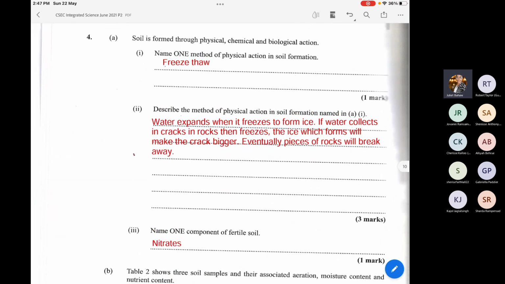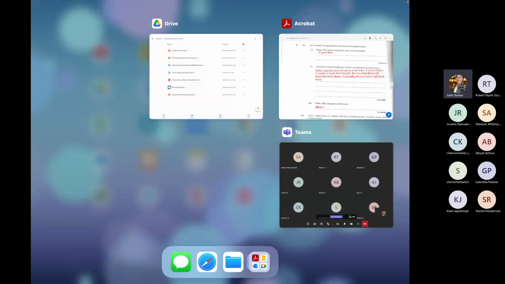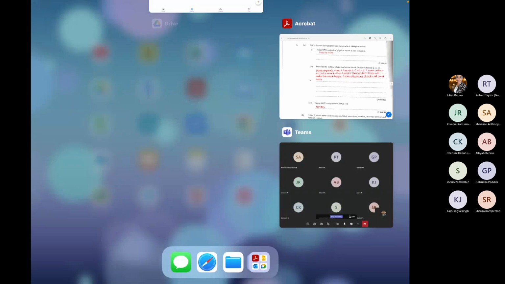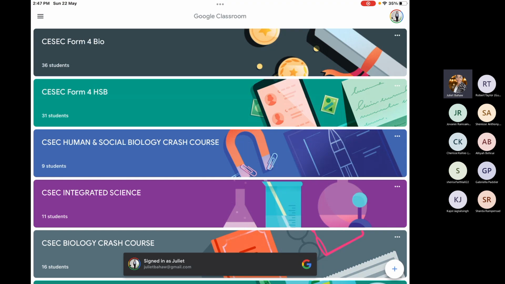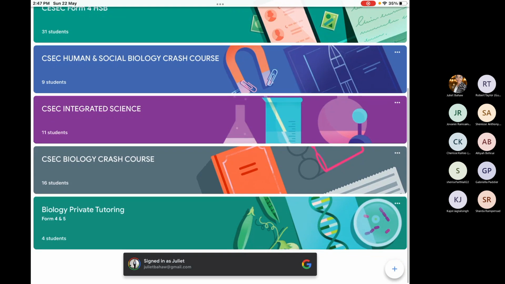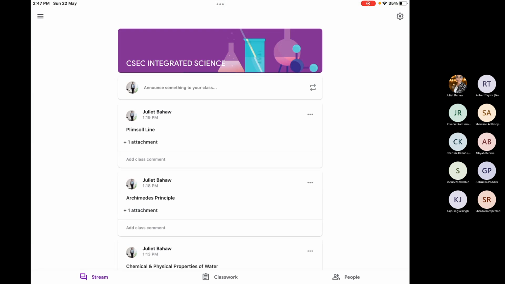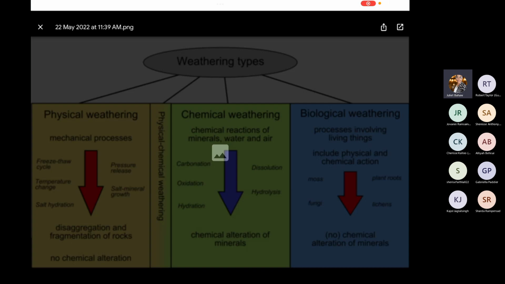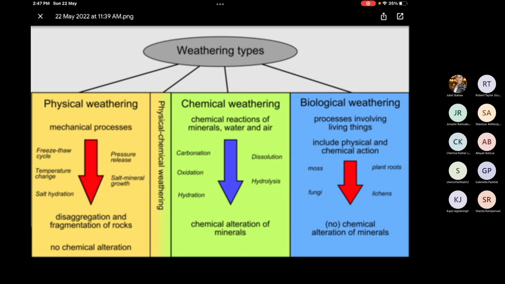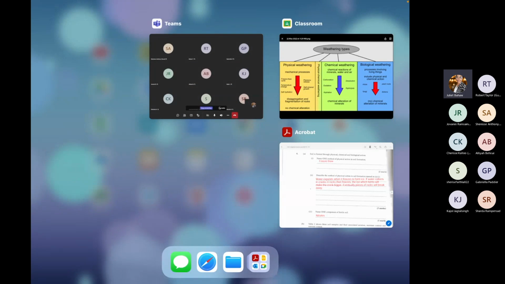All right, soil is formed through physical, chemical, and biological action. That's what we call weathering. Name one method of physical action in soil formation. Well, I had freeze-thaw. Now, if you go to the classroom, I posted something with physical and chemical weathering. Weathering of soil. They would see the various types, right? And then you have to know how to explain it.